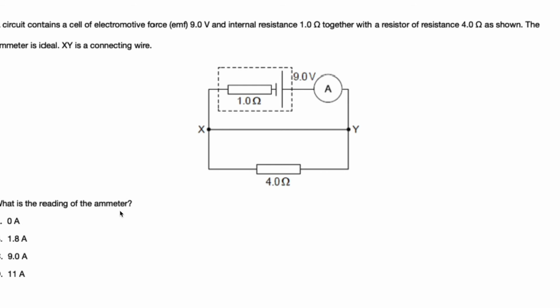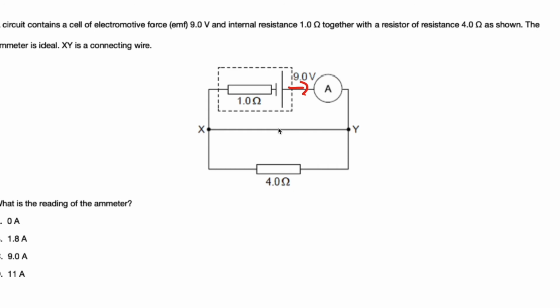A circuit contains a cell of electromotive force of 9 volt and internal resistance 1 ohm together with a resistor of resistance 4 ohm as shown. The ammeter is ideal. XY is a connecting wire. What is the reading of the ammeter? So current is gonna flow in this direction. So the ammeter just measures the current in this circuit.